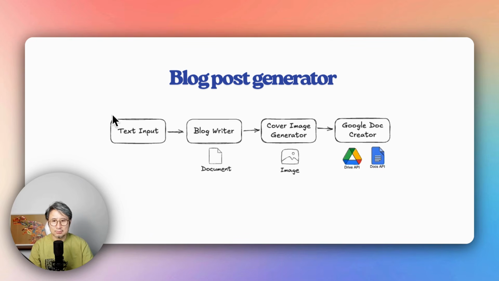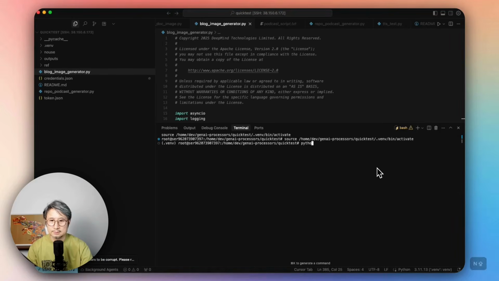The data flow goes through a simple sequential pipeline. The output of one step becomes the input for the next. Let's run the code first.